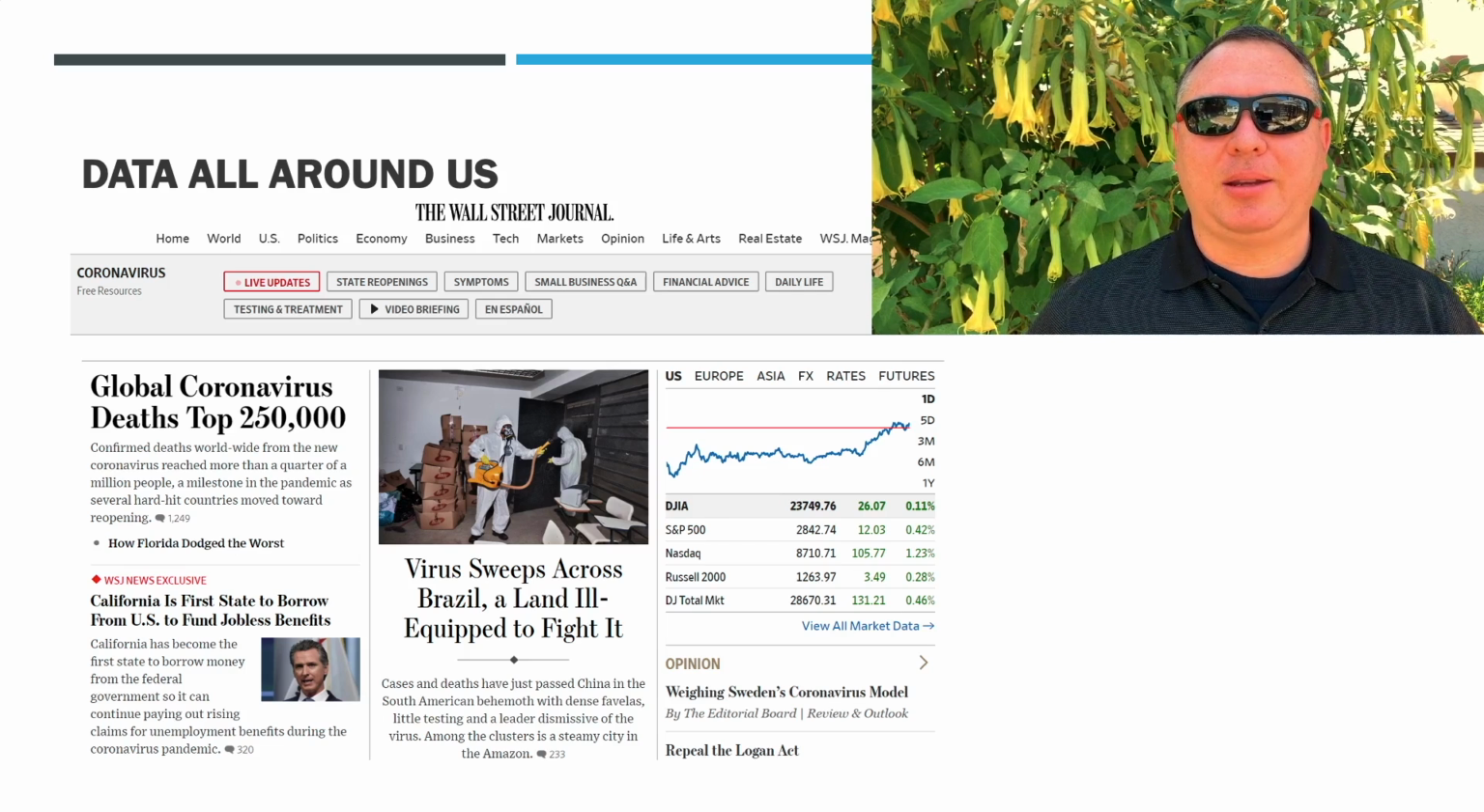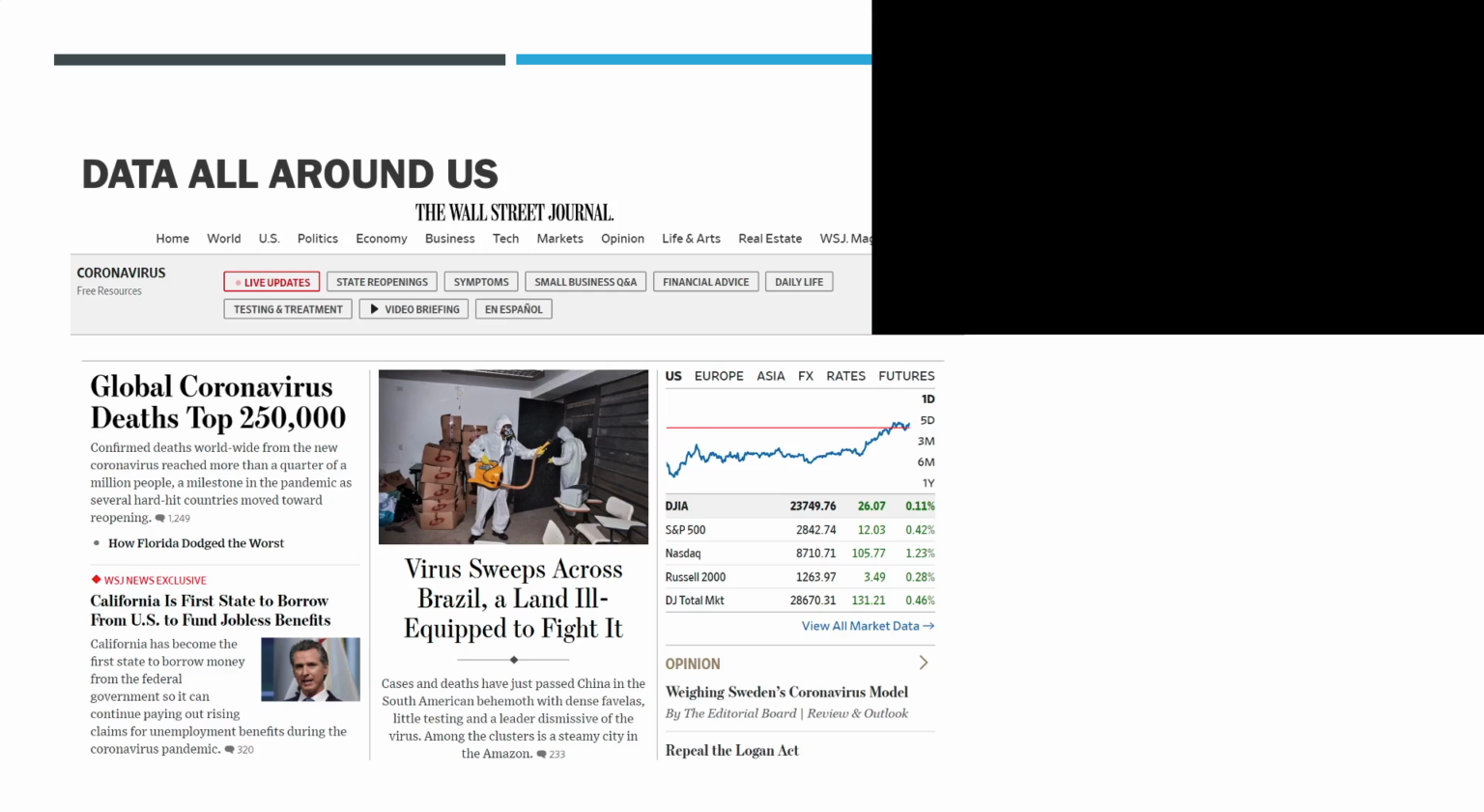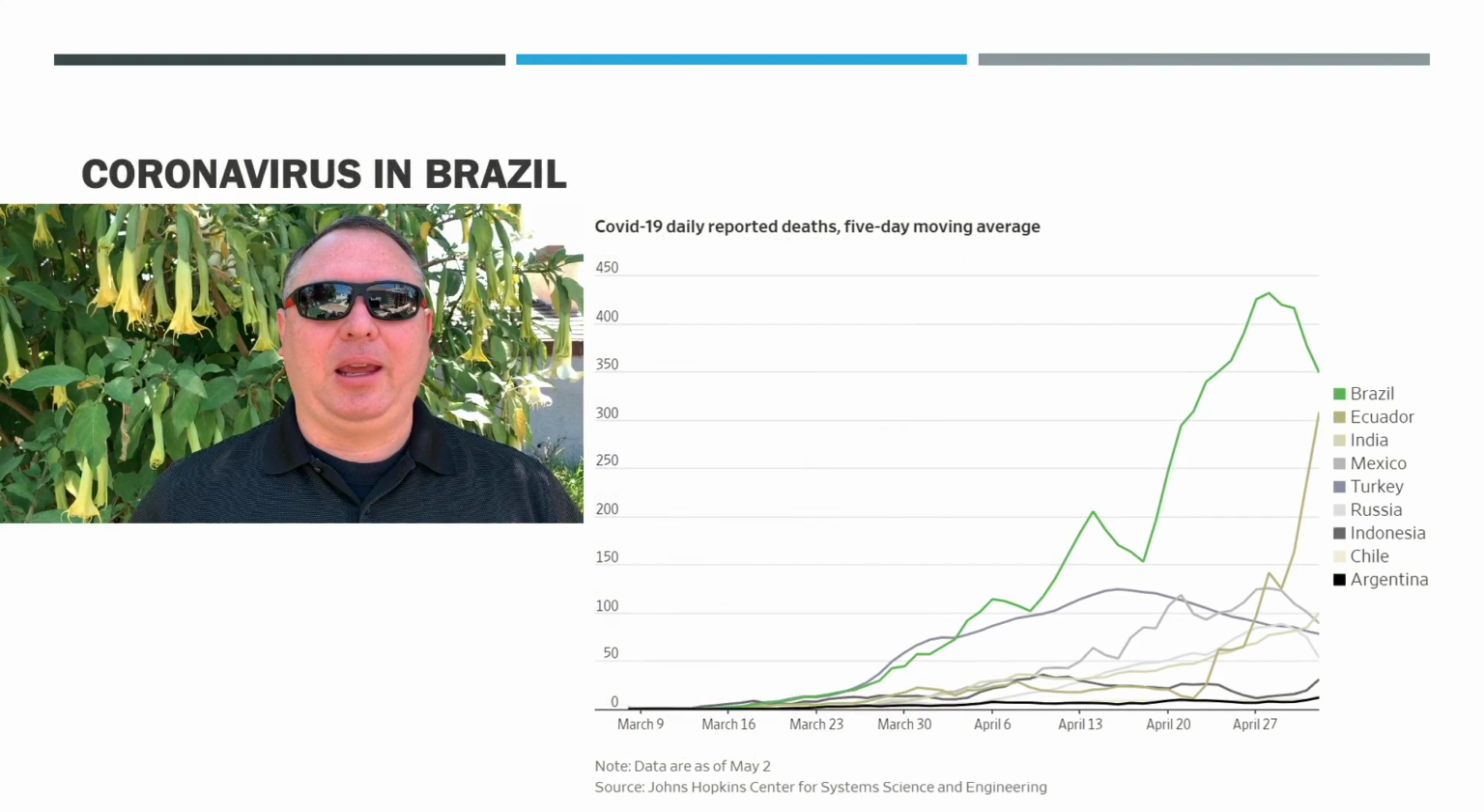How do we know that? Just opinion? In the story, this graph is provided, and the graph tells a story. Brazil has the highest 5-day moving average since April. Things may be getting better since the peak has been reached. Watch out, Ecuador, your graph is on the rise.